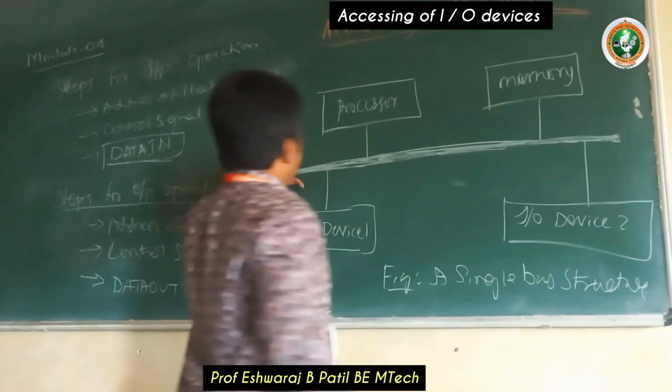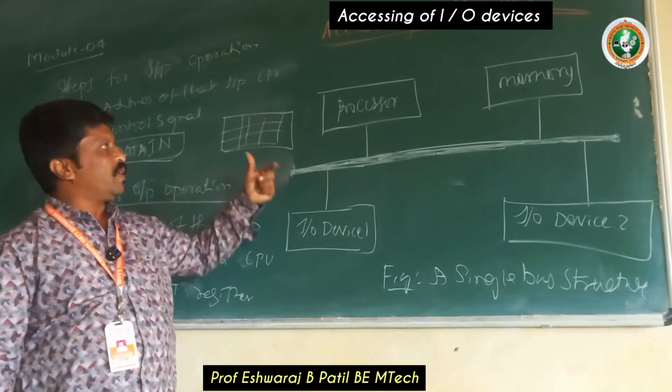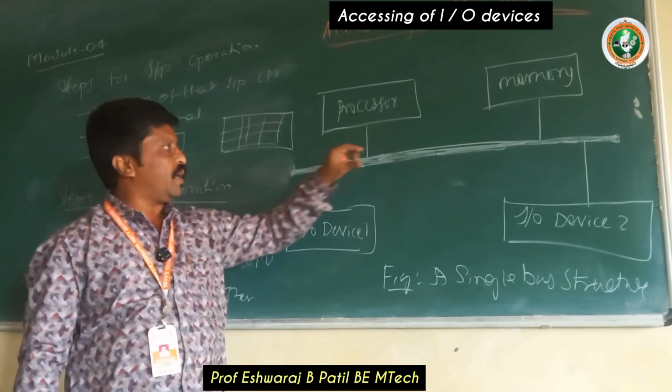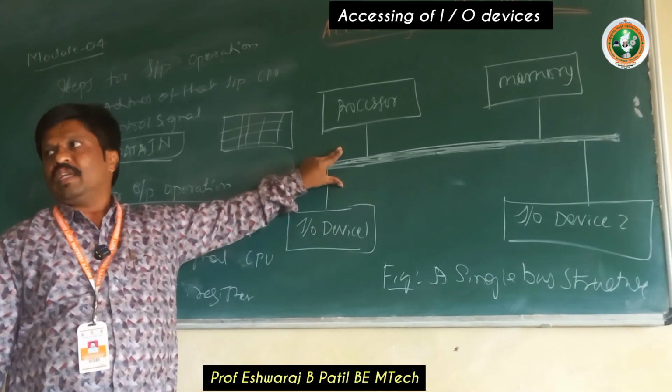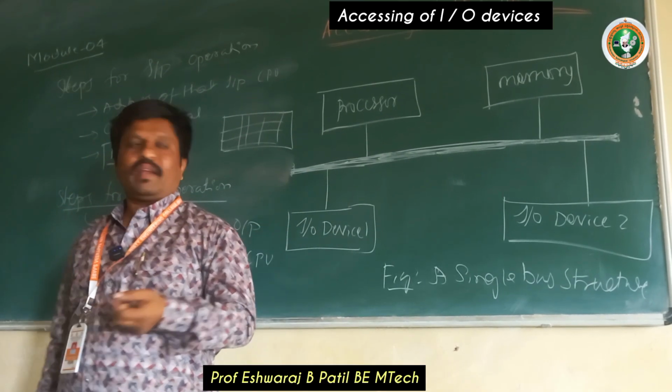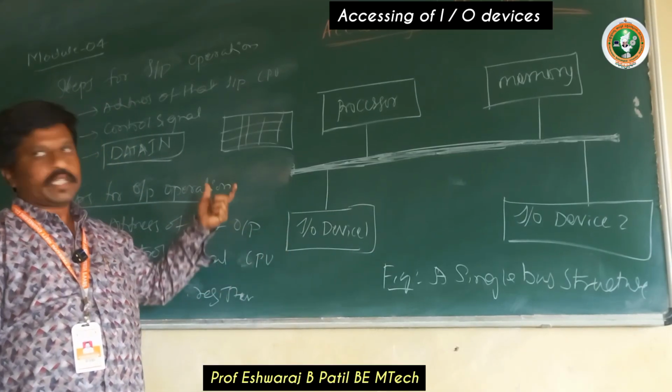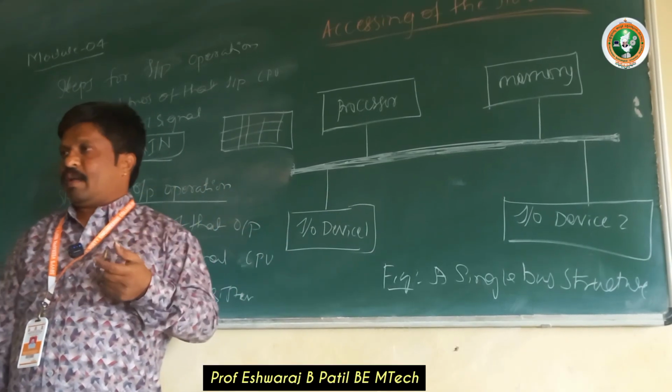Every input and output device is connected to the processor through the system bus. Here there are three types of buses: the address bus, the system bus, and the data bus.